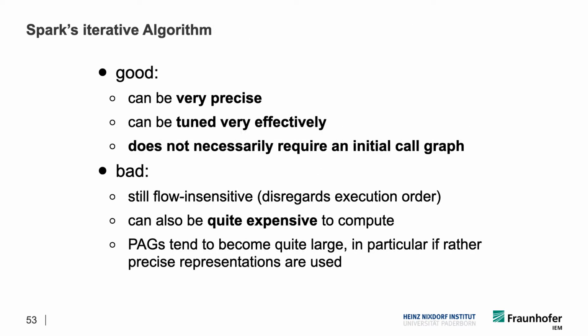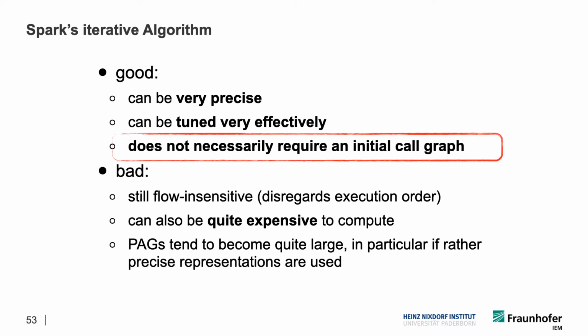The good thing about Spark's iterative algorithm is that it can be very precise. It can also be tuned very effectively. So I showed you already some options that you can choose, right, to merge certain nodes and not others. It does also not necessarily require an initial call graph. So there's actually a way to create call graphs on the fly. I'll still be talking about this on the next slide. But nonetheless, it's still flow insensitive, right? So it disregards execution order, but that's the regular case for call graph analysis.